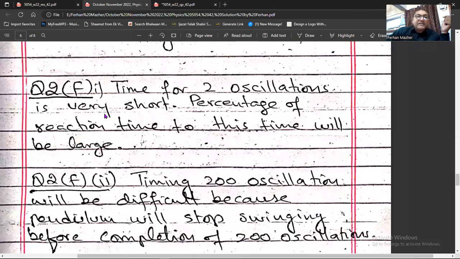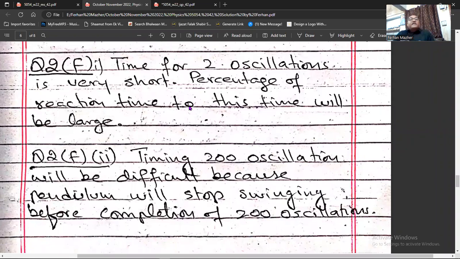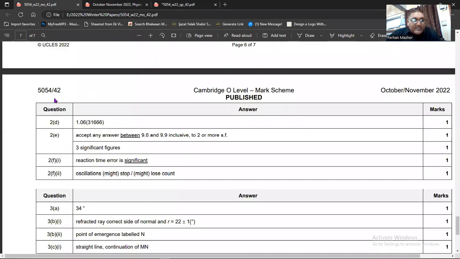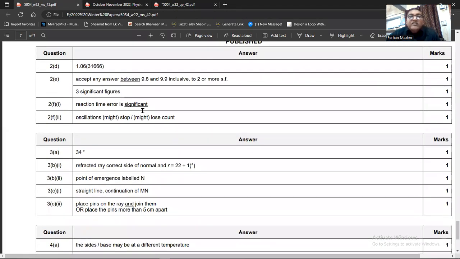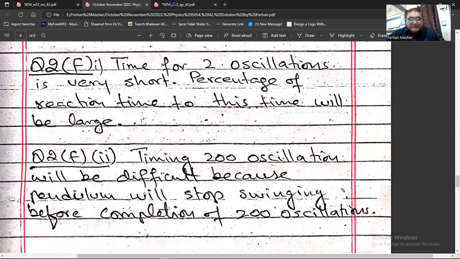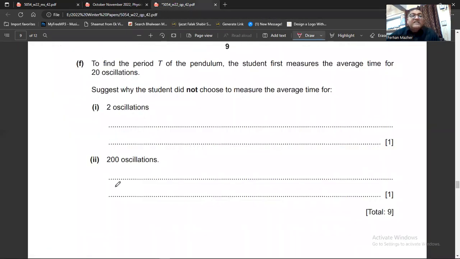Let me read you my answer. I have tried to write the answer. That is, time for two oscillations is very short. Percentage of reaction time to this time will be large. That's why we are not timing two oscillations directly. So let's check: reaction time error is significant. Our answer is right.